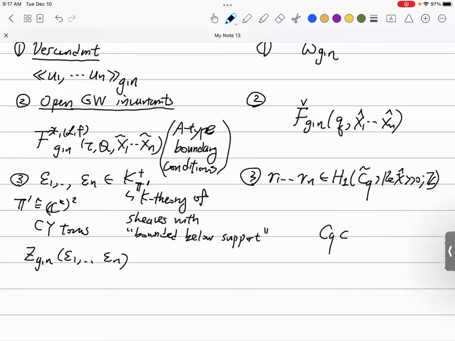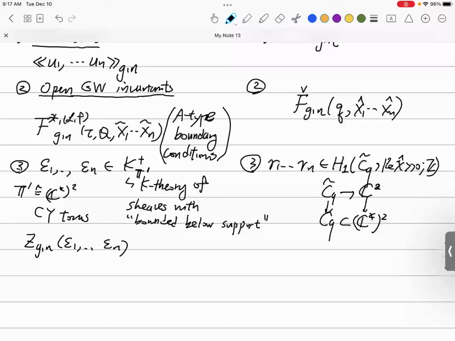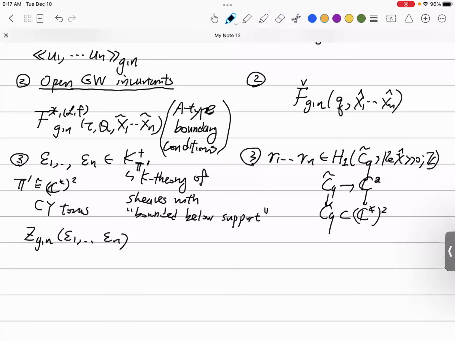So what is C tilde Q? Recall that C_Q is a curve defined by an equation in C star squared. Let's take the universal cover C^2 and then look at the pre-image. That's C tilde Q. I write A because these are the correlators defined in the A model, but with B-type boundary conditions.